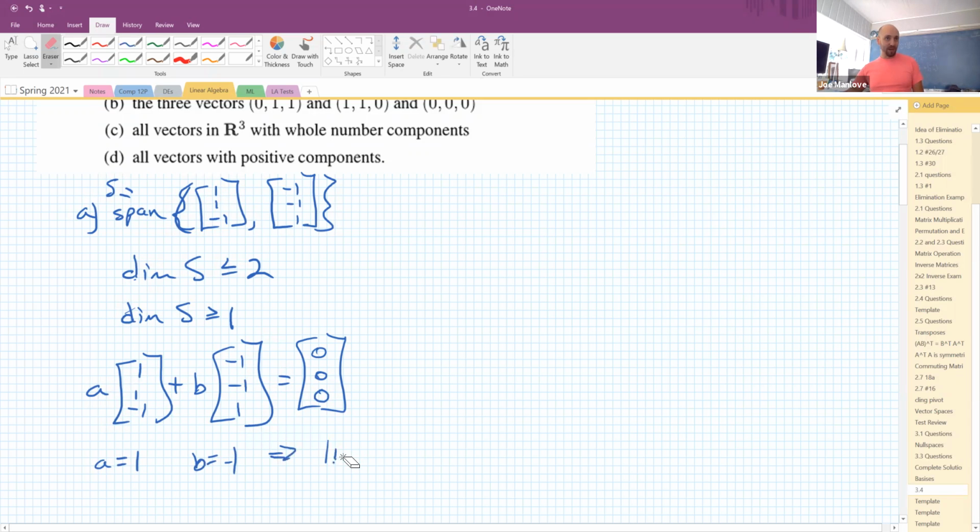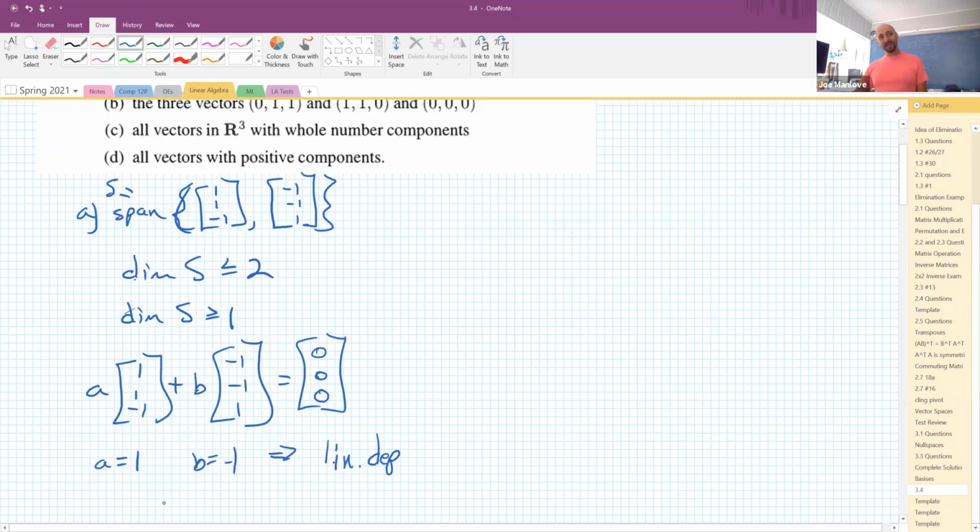Oops, that's an upside down I. Linearly dependent, right? All I was looking for was, is there an other than 0, 0 solution to this? There is. Ergo, they must be linearly dependent.